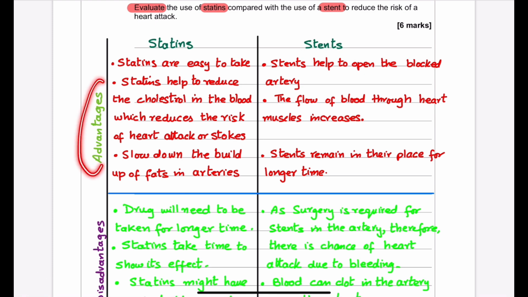Here are the advantages given, and we can compare the advantages of each other, the statins and stents. Statins are easy to use. Statins can help to reduce the cholesterol level in the body, which reduces the risk of heart attack or the stroke by minimizing the level of cholesterol in the body. Statins slow down the build-up of the fats in the arteries.